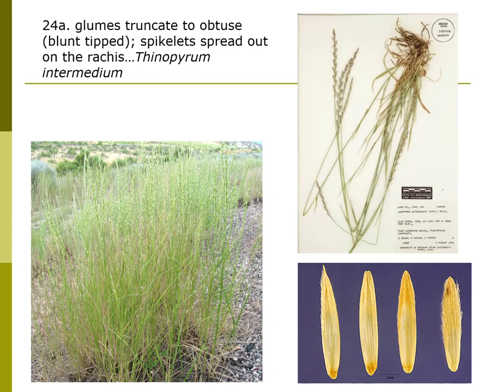First thing you want to do is look at the glumes, and if they're blunt or truncate to obtuse, then you've probably got Thinopyrum intermedium, or intermediate wheatgrass. Again, this is rhizomatous, and it has the blunt glumes. It's very easy to identify with those two structures.